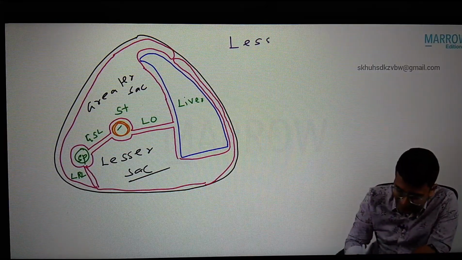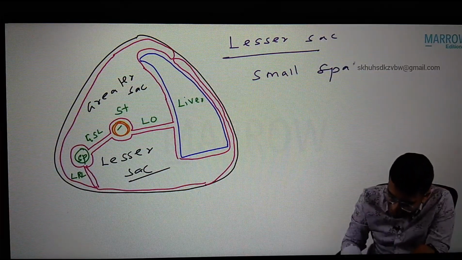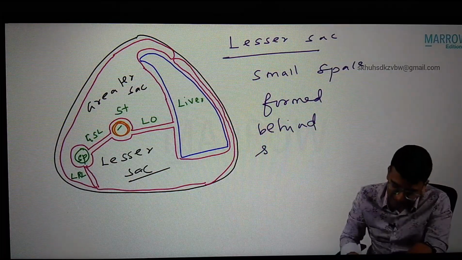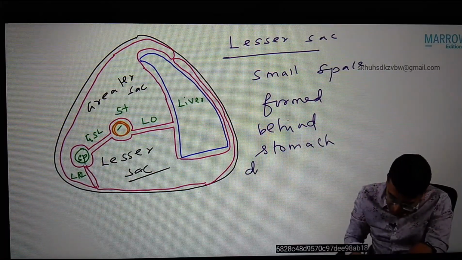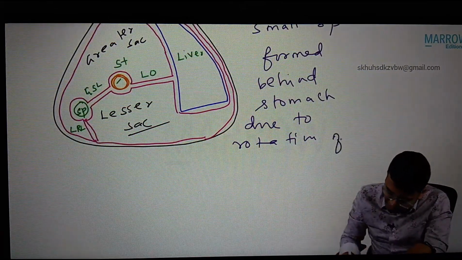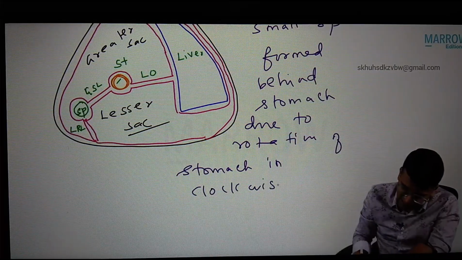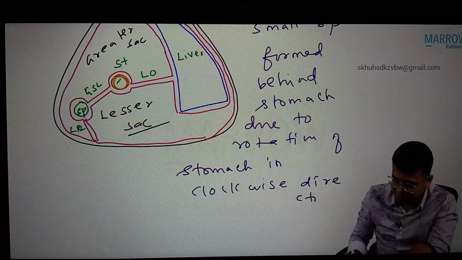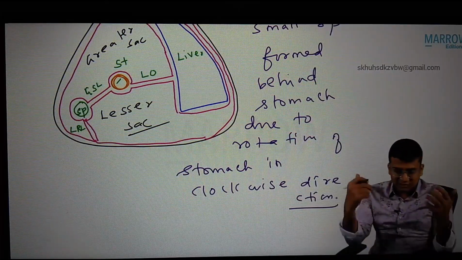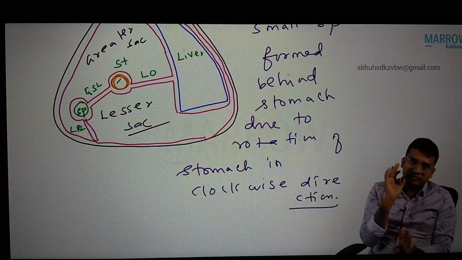Lesser sac, please write: it is the small space which is formed behind the stomach. Why? Due to rotation of the stomach in the clockwise direction. We are seeing only the formation of the lesser sac. The space is formed behind the stomach due to rotation of the stomach in the clockwise direction. This is the formation.